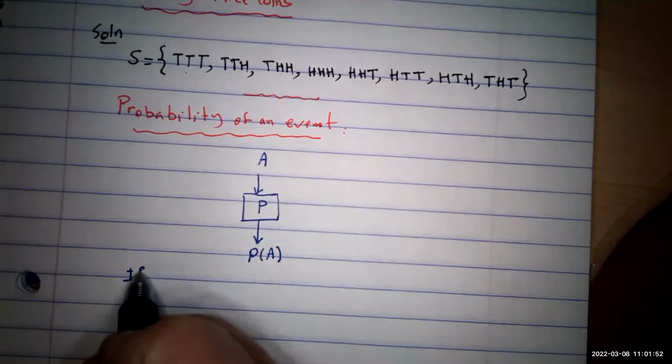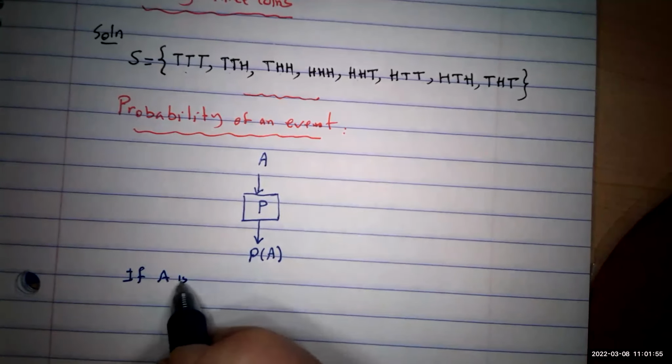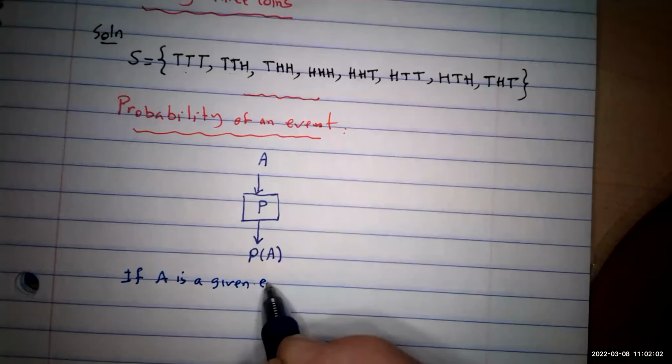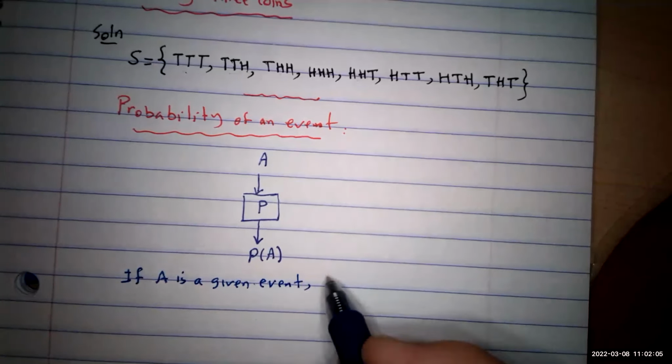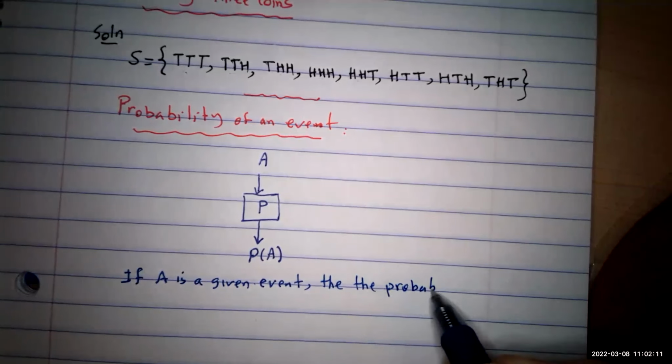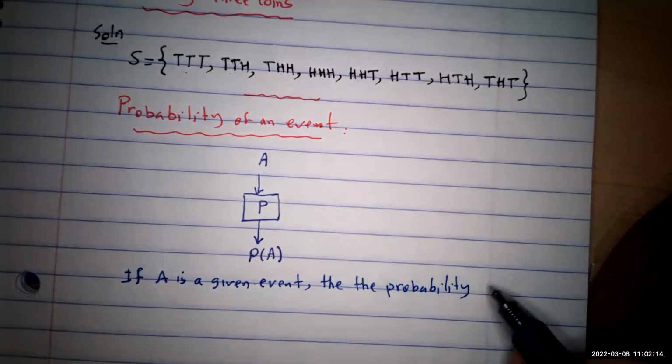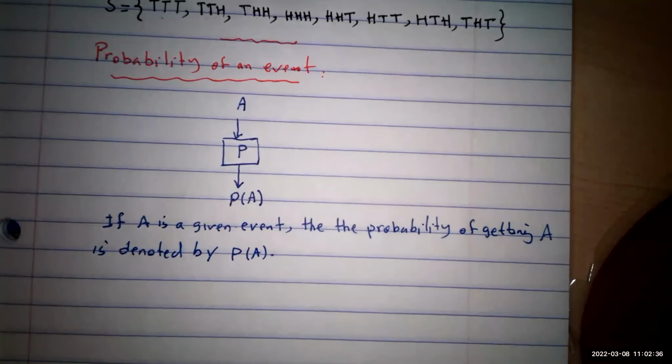if A is a given event, then the probability of getting A, or having A, is going to be denoted by P of A. So that's the definition and notation we are going to have.